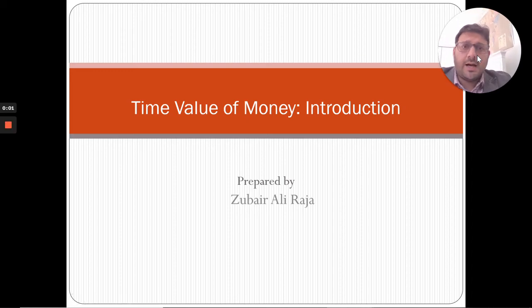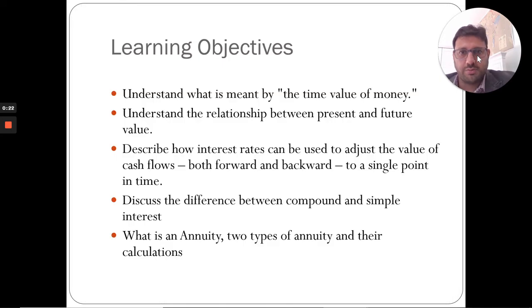Hello guys, in this knowledge module we'll talk about one of the most important concepts of finance, which is time value of money. In fact, it is so important that you will see its application in almost every calculation of finance. So let's go ahead and see what our learning objectives are.